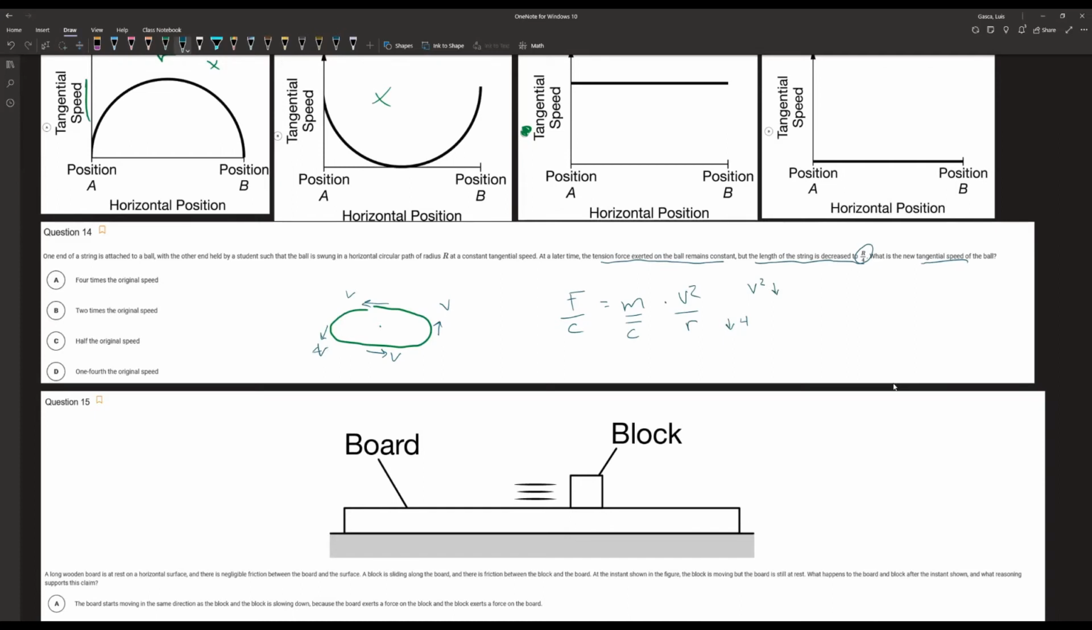Because this would make a tighter path, which would require more force. So I need to slow my roll so that I don't break the string. So then V squared is going to have to go down by a factor of 4. So then it's going to have to go down by a factor of 2 once we square root it. So it's going to be half the original speed. C is our best answer choice. Most of us were thinking 4 times, but hopefully we remember that square proportionality.